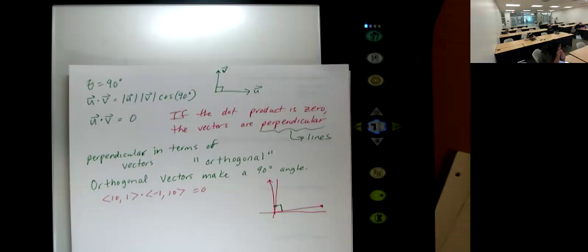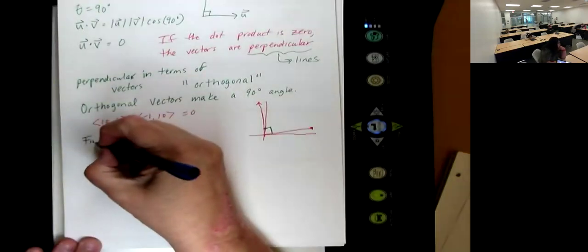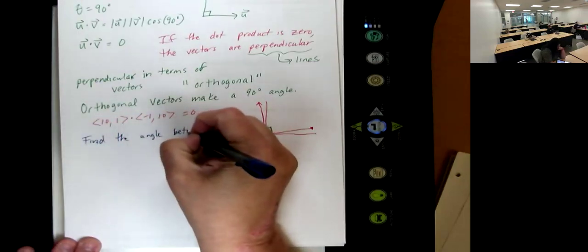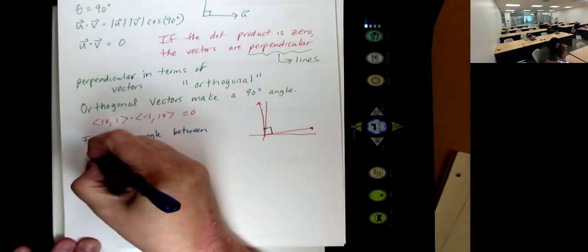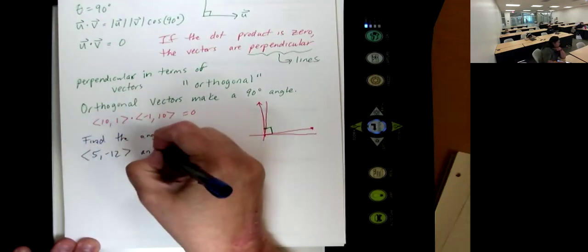So, let's find, real quickly, just for a little bit of practice, the angle between 5, negative 12 and 4, 3.